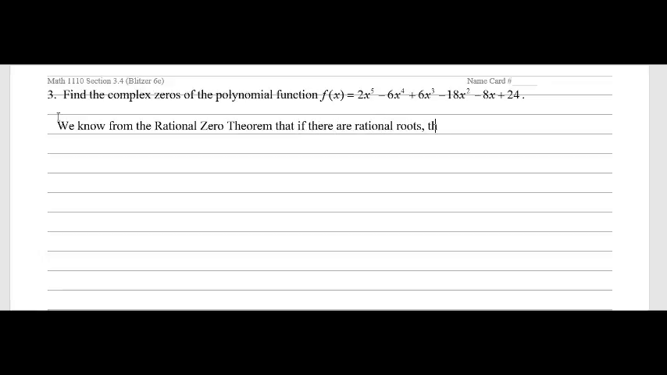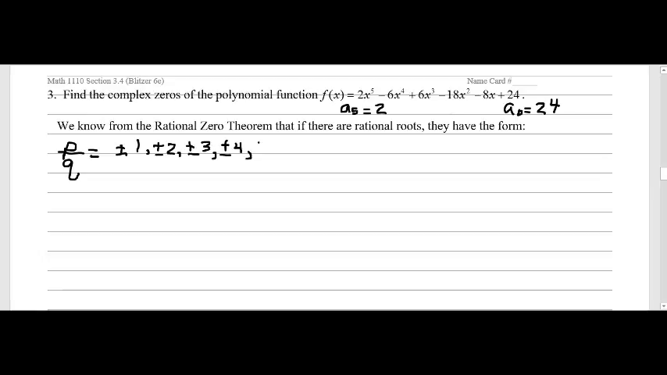All right, the third problem. I want to find the complex zeros of the polynomial function 2x to the fifth minus 6x to the fourth plus 6x cubed minus 18x squared minus 8x plus 24. Now we know from the rational zero theorem that if there are rational roots, they have to have the form p over q.